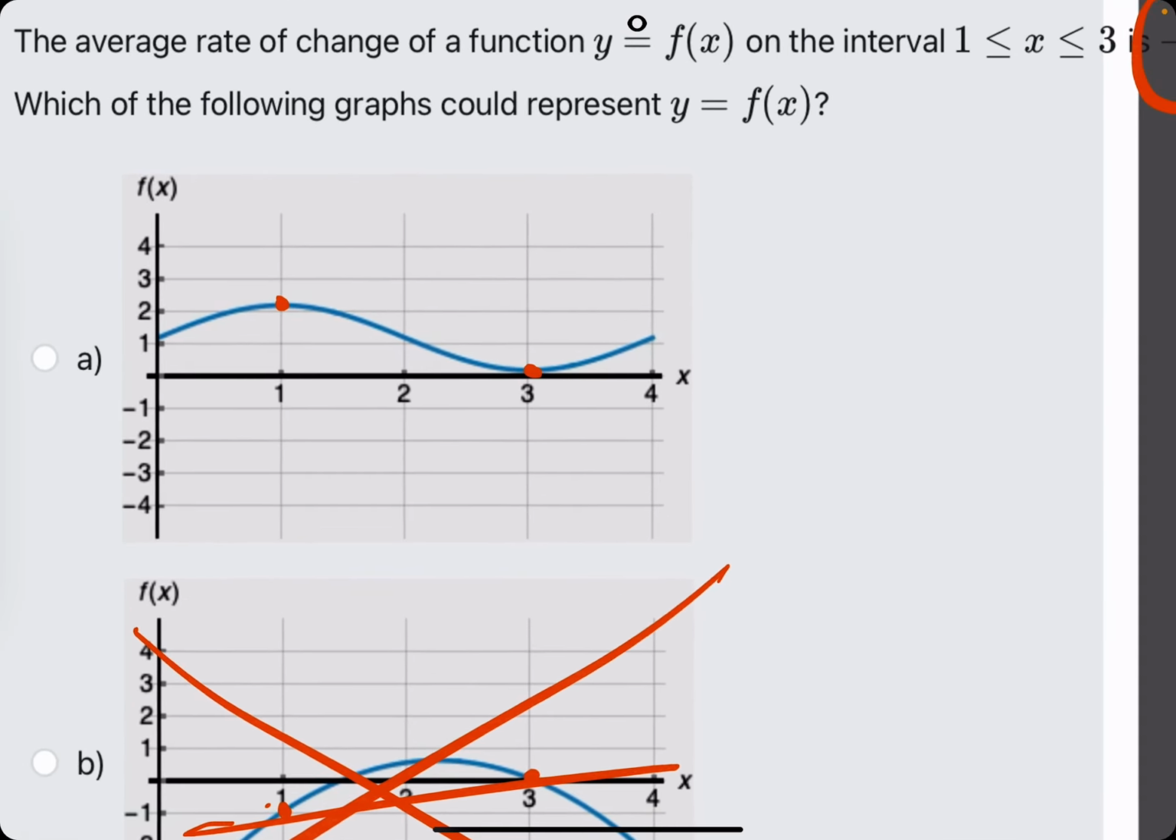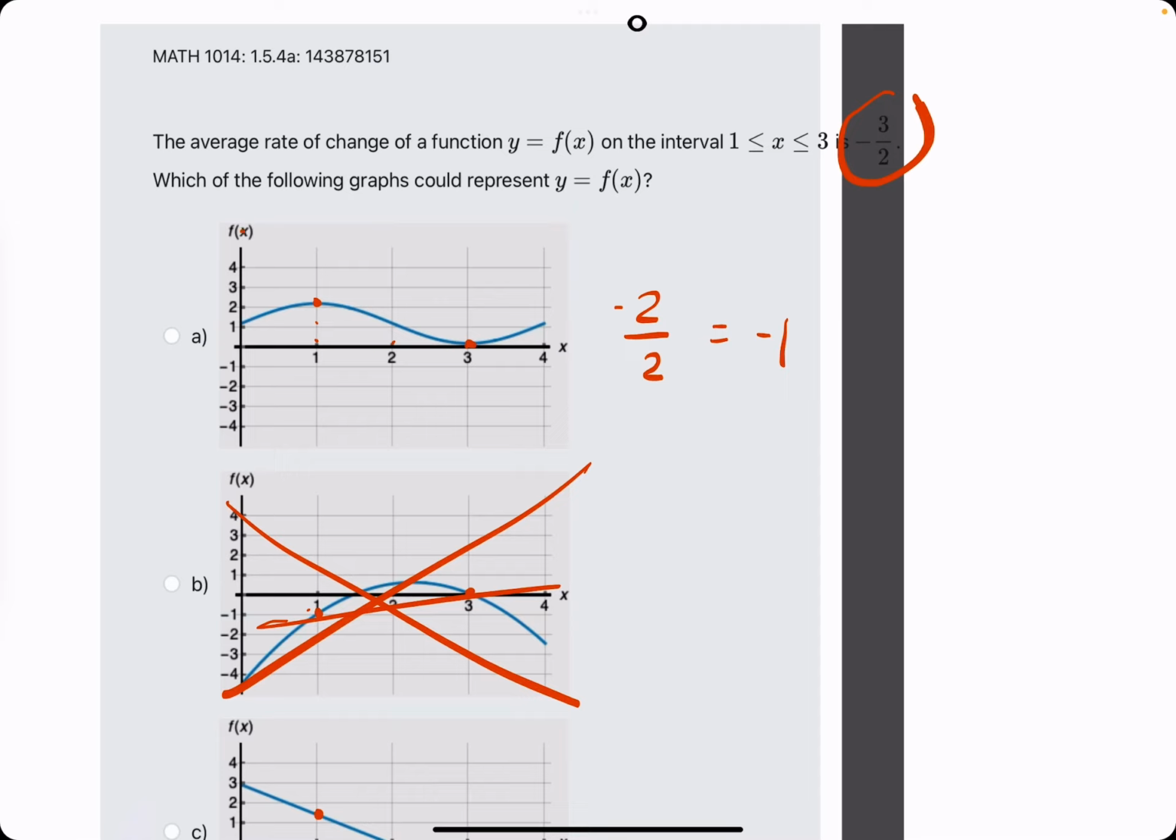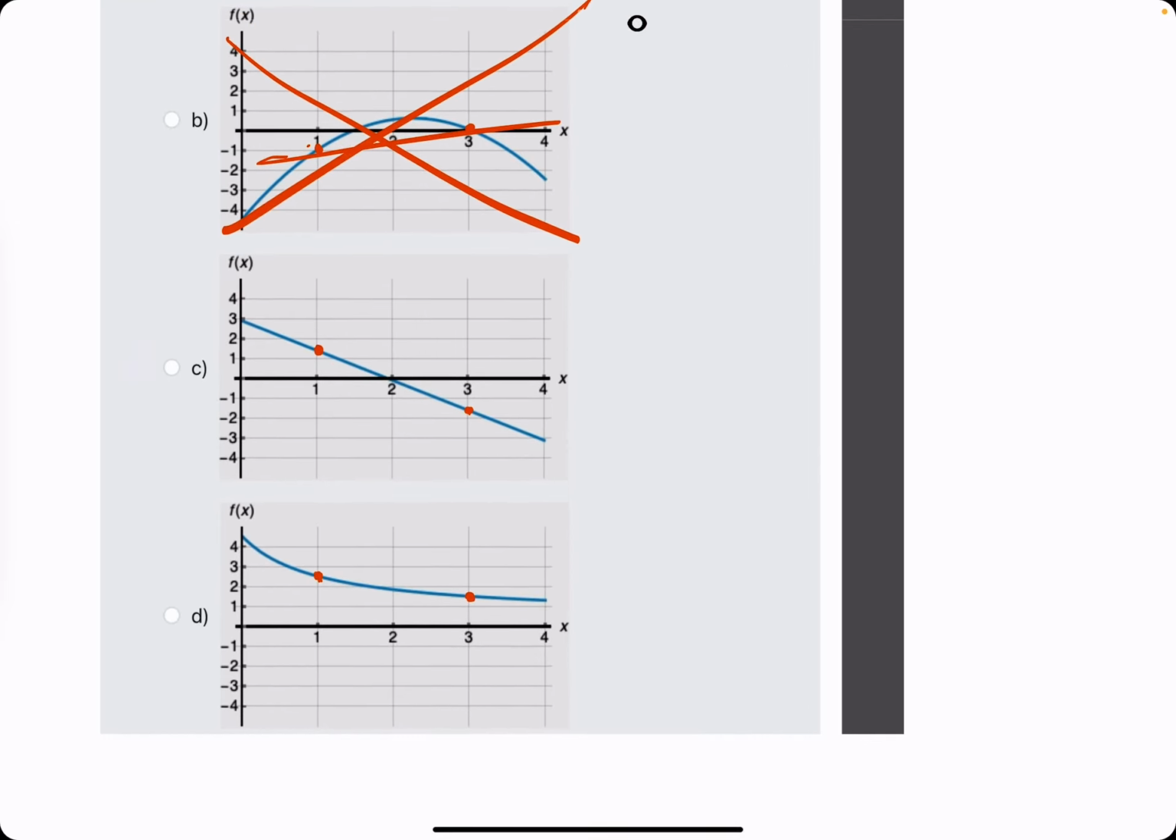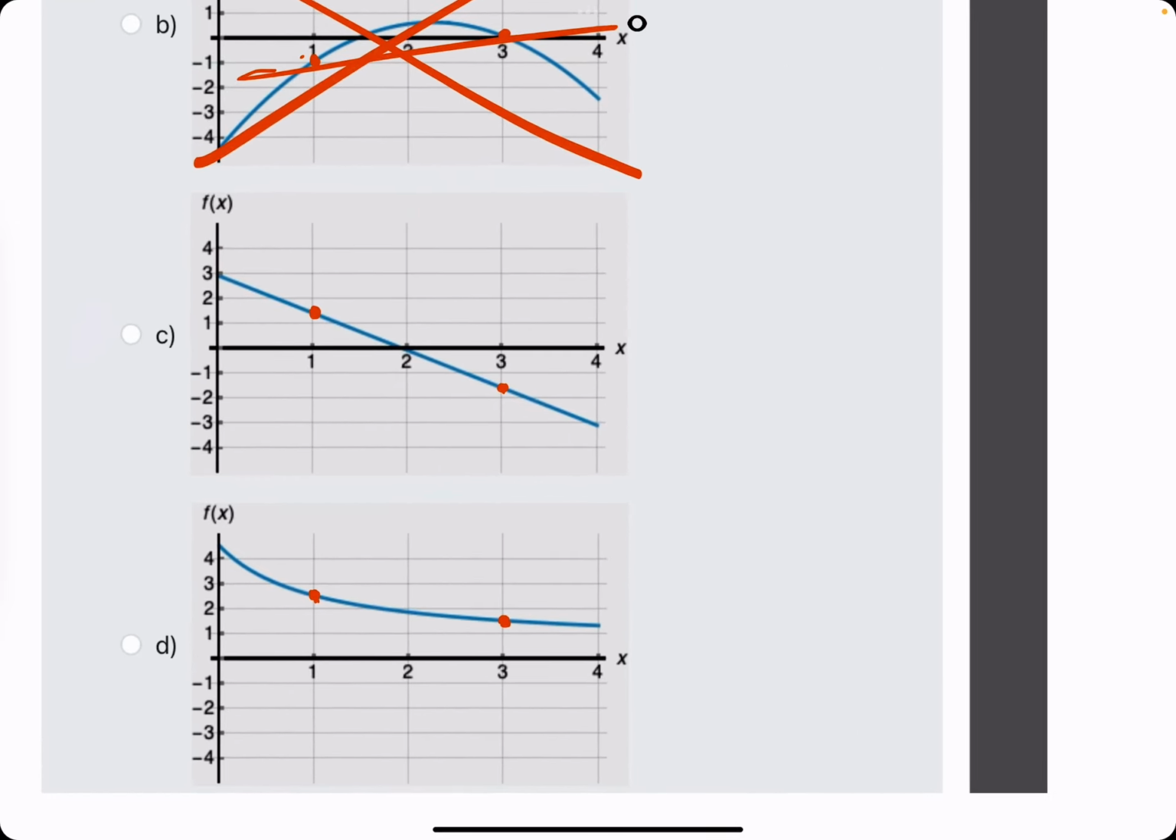So rise over run, starting here, we're going down 1, and then I'd say we're going down about 2, and then we're running about 2. So negative 2 over 2, that's negative 1, not quite negative 3 halves. I'm going to get rid of that. This one, rise over run, starting at this point, we're going down 1, and then 2, and then 3, and then over, or we're running 1 and 2. So I'd say negative 3 over 2, so that might be it.